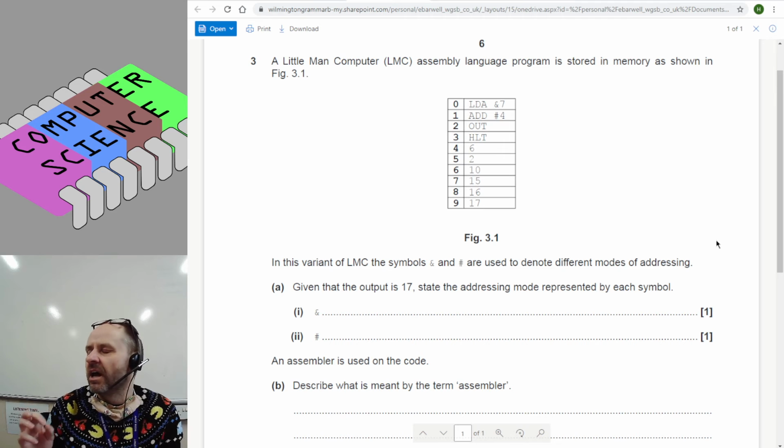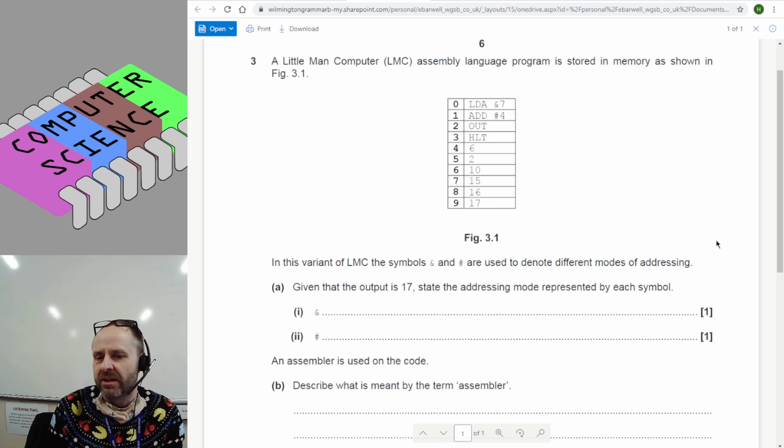Okay. Address 1, we've got add #4. So again, that's an addressing mode that says how to interpret the 4. Now they've said the output is 17 from this program. State the addressing mode in the instruction at address 0 and the instruction at address 1.